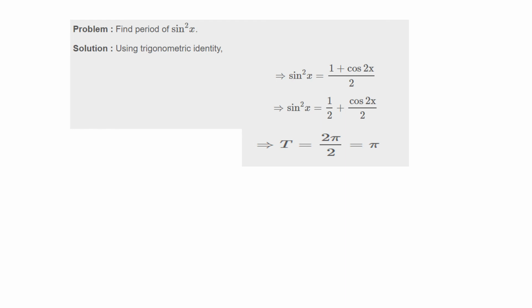As I have told you, when we have a function as the sum of two functions, we find the period of one function, then we take the period of the second function. But this one is a constant number, it has no period. So what we do, we find the period of cos 2x over 2, which will be equal to pi.